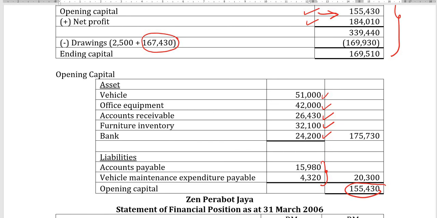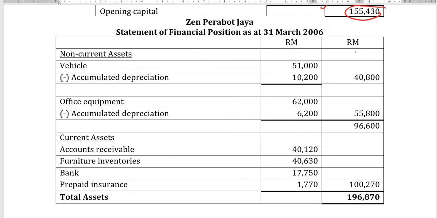Tapi tadi dia keluarkan duit, dan duit tu you guna sebagai membeli kerusi jati, right? So kerusi jati tu sebenarnya tak ada dekat kedai. So sebenarnya awak tak ambil merchandise, yang you ambil is actually money. And lepas you dapat duit tu you guna untuk beli kerusi. So you need to understand that is actually cash drawings. That's why kita tambah dekat sini. Okay, so your drawings is 169,930. So ending capital is 169,510. Okay, alright. So yang ni is additional lah.